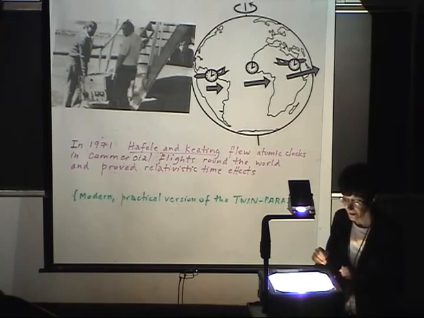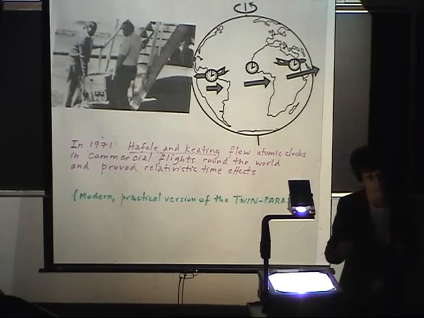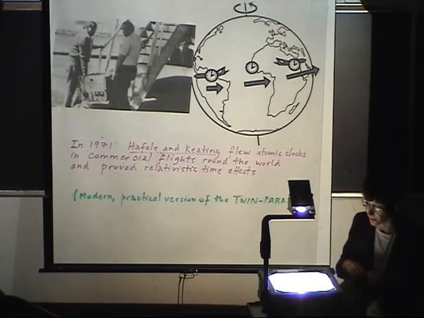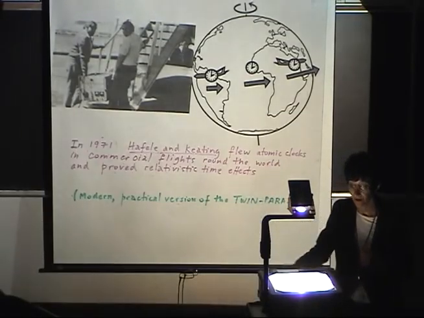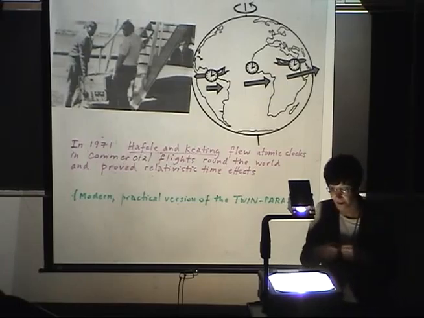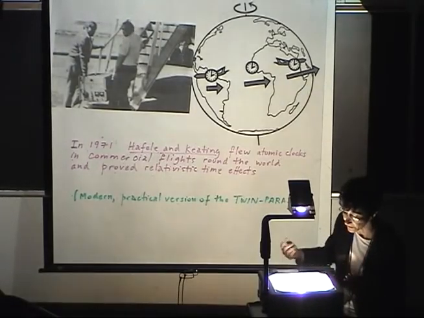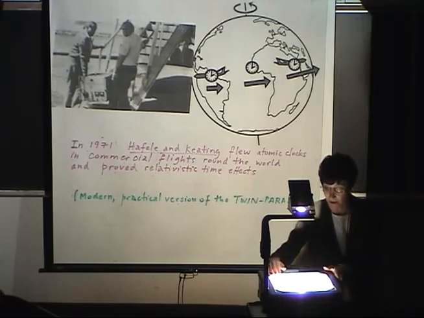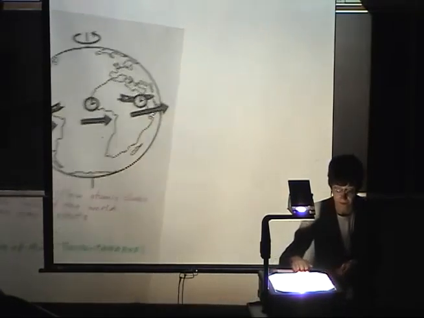They had two identical clocks, synchronized. One stayed put, stayed on Earth. The other went on a trip and came back. But in this case, the velocity is just the velocity of commercial airplanes instead of relativistic speeds. But this is a version of the twin paradox. So nowadays, we can do much better.